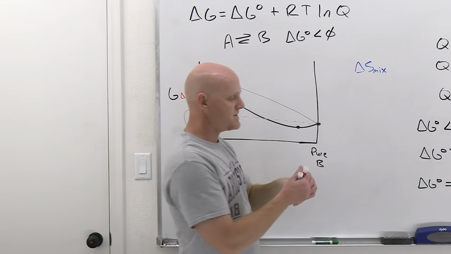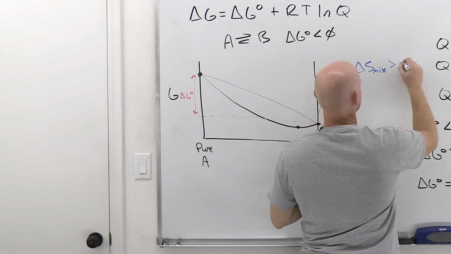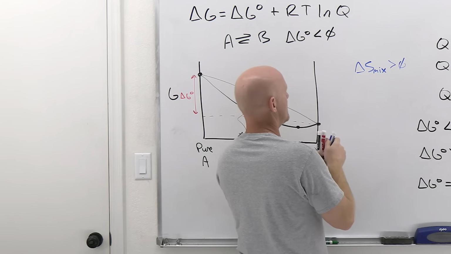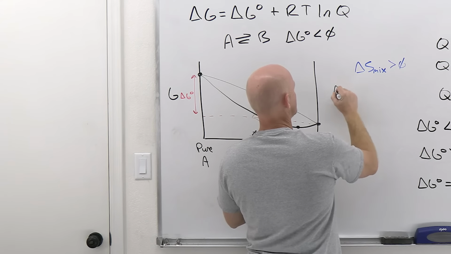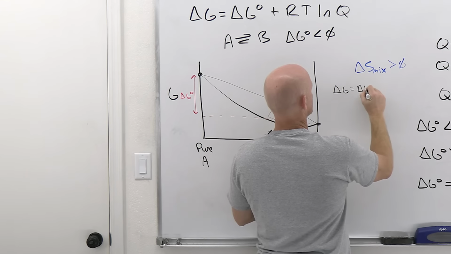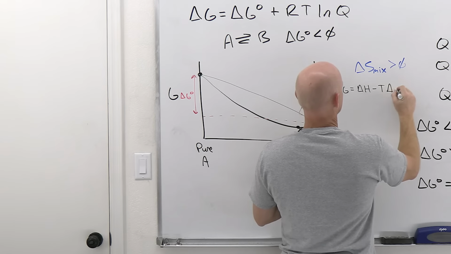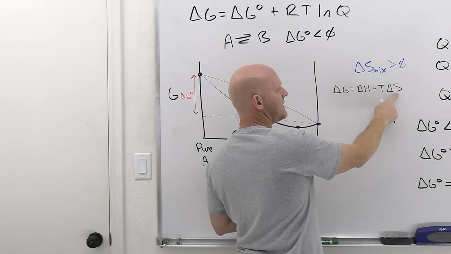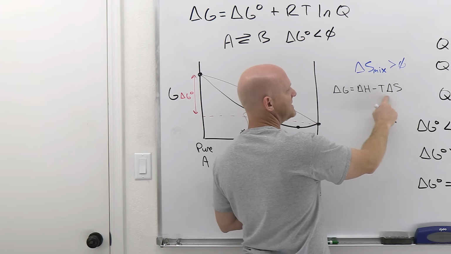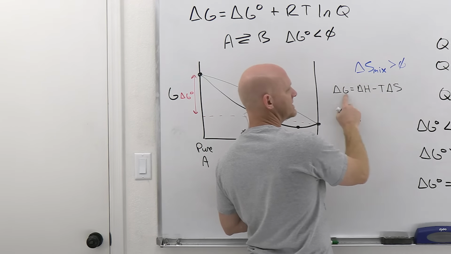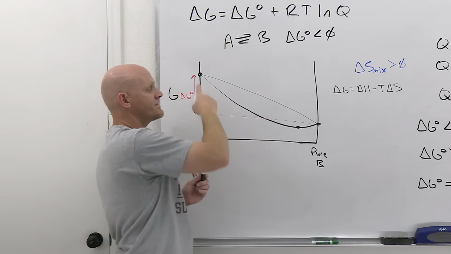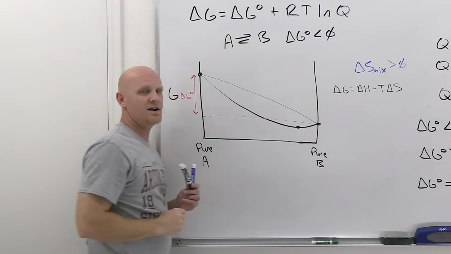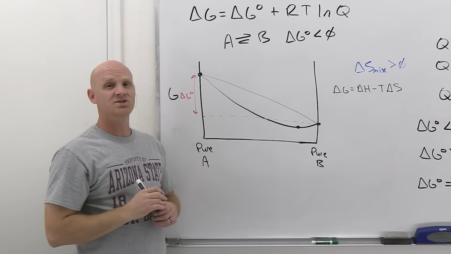And if delta S of mixing ends up being a positive number as a result of those more microstates, what that means, based on delta G equals delta H minus T delta S, is that if delta S here is positive, then negative T delta S is going to come out negative, and it's going to make delta G more negative. And that's why this line, the actual energy line, as the reaction proceeds, is lower in energy.